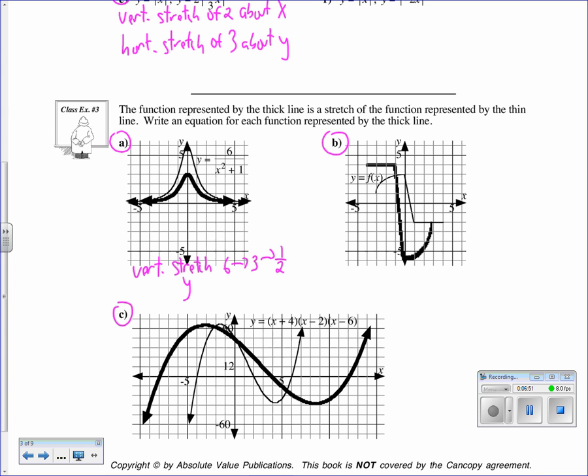I get to write my equation as y equals 1/2 times 6 over x squared plus 3 plus 1, which you could simplify as 3 over x squared plus 1.